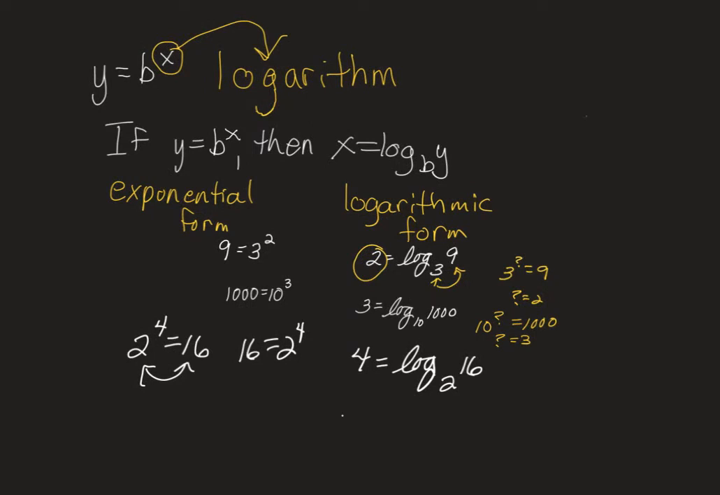Let's get a little bit fancy. What would the log base 5 of 1/25 be? The answer is -2, because if we rewrite that in exponential form, we would get 5 to the -2 equals 1/25, which you know to be true because you know how to deal with negative exponents.